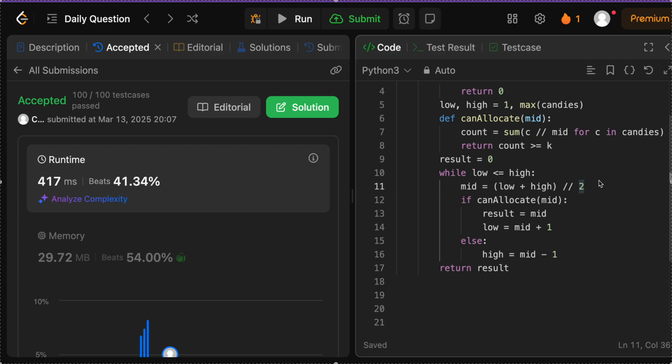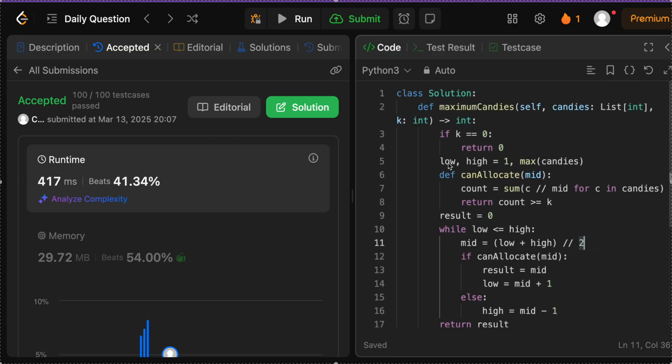And for the memory or space complexity, it's big O of 1 or constant. We're not using any auxiliary memory or any extra data structures. We're only using a few integer variables like low, high, count, and result. And so this is a big O of 1, or constant, memory complexity for this solution.